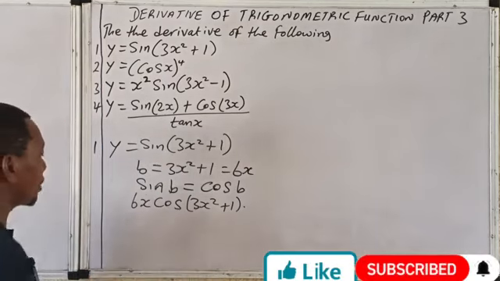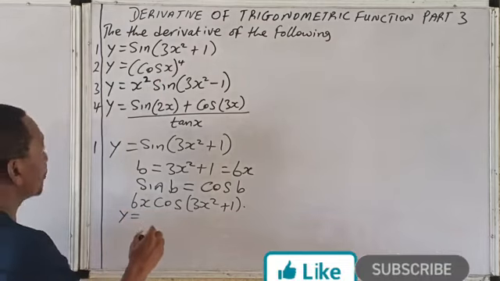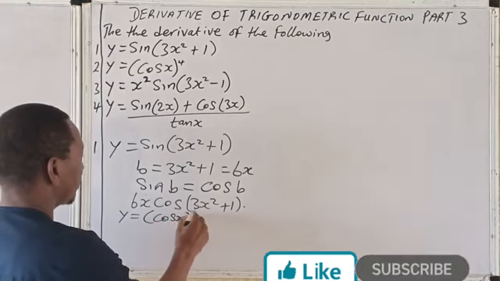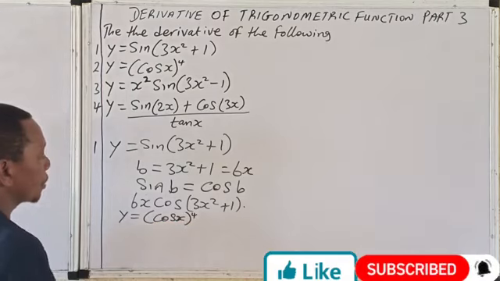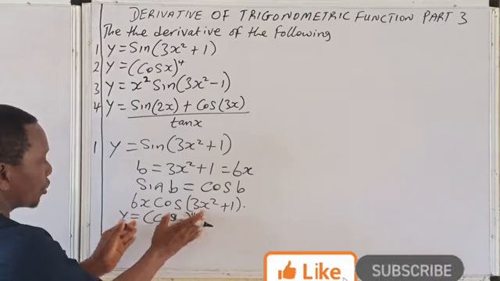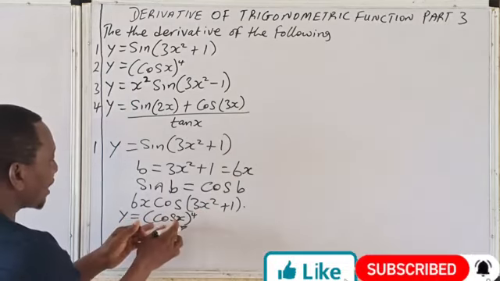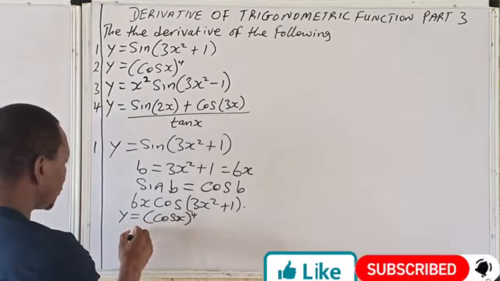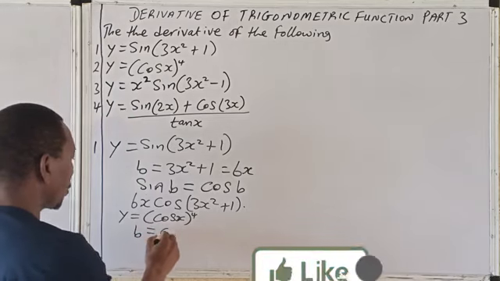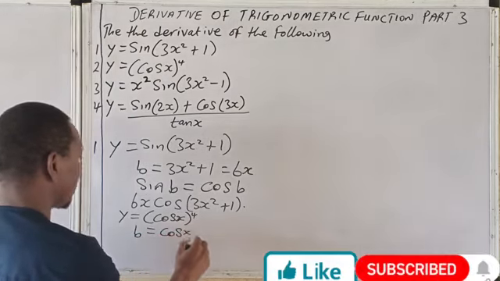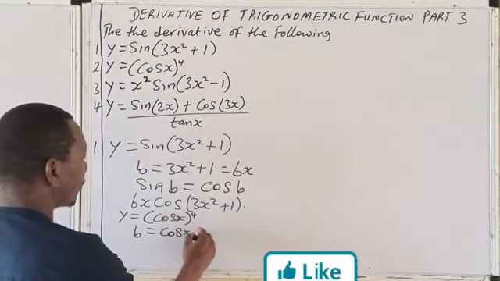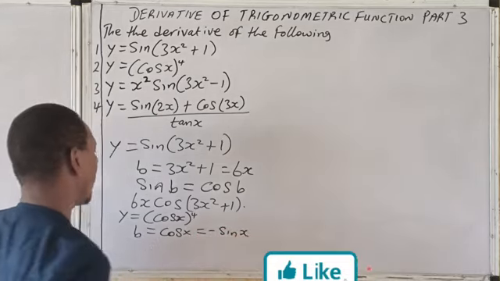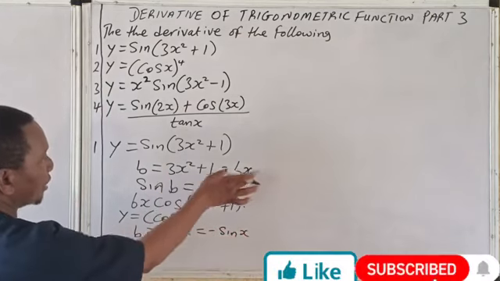The same process applies to this one. You have y is equal to cos x, all right, raised to the power 4. Now you differentiate this separately. Let's assume that cos x is b. So b is equal to cos x. If we differentiate this, it gives us minus sine x. We leave that aside.